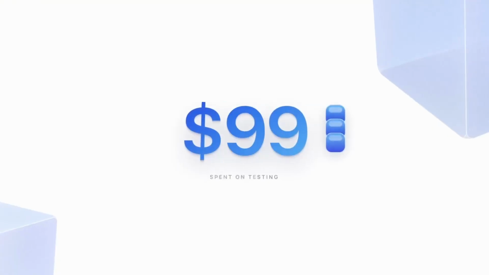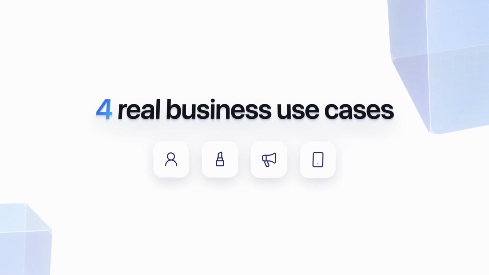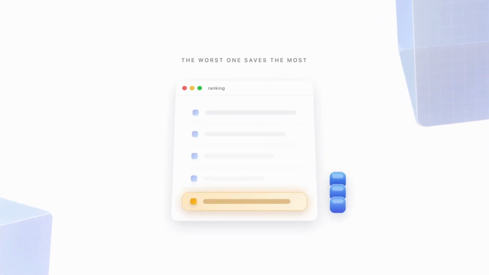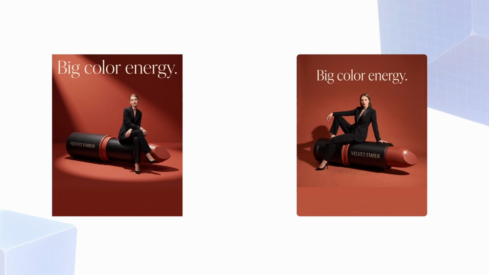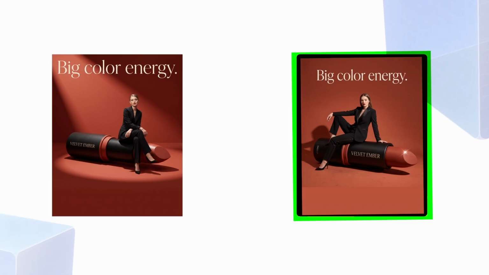I spent $200 on every CS image model for 4 business use cases that actually matter. And then I ranked them from best to worst, and the worst one is oddly the one saving me most of my money. We'll come to that, but look at these two images. Both look identical, right? Except this one cost 1/10 of what this did, which raises questions, right?